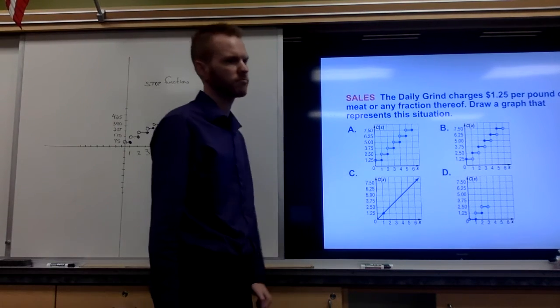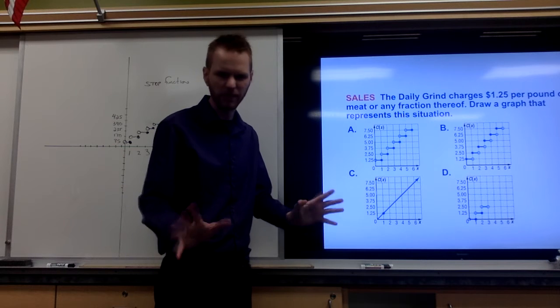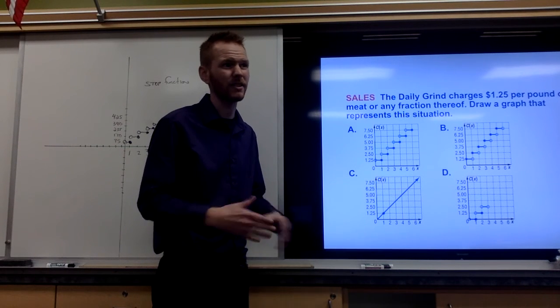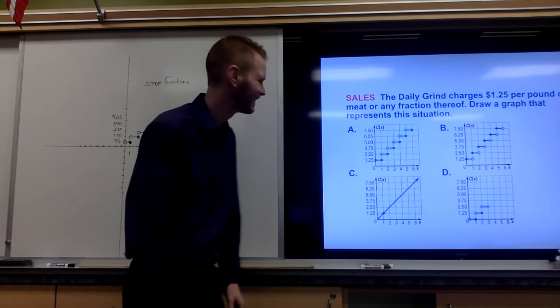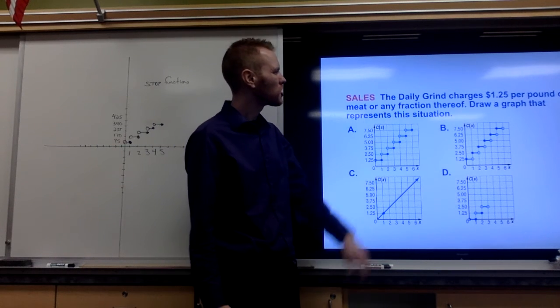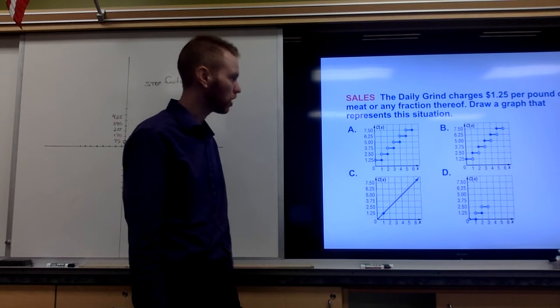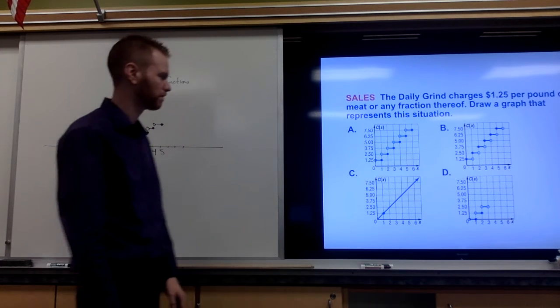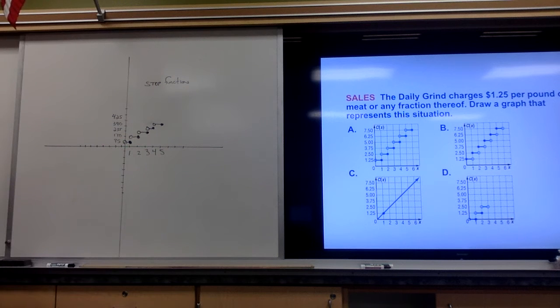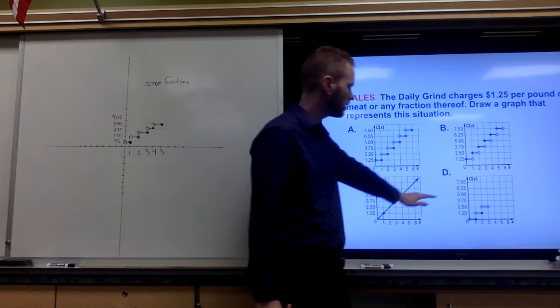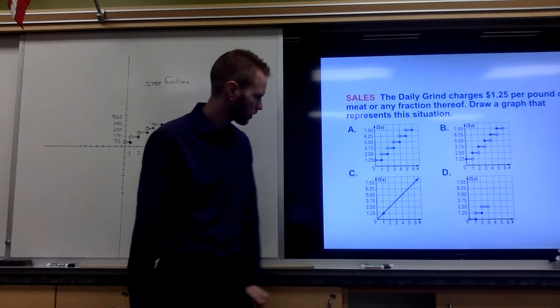Same situation, just a little bit different numbers, different context. The daily grind charges $1.25 per pound of meat, or any fraction thereof. Draw a graph that represents the situation. So, I would pause the video so you can figure this out. C and D would be no bueno, okay?